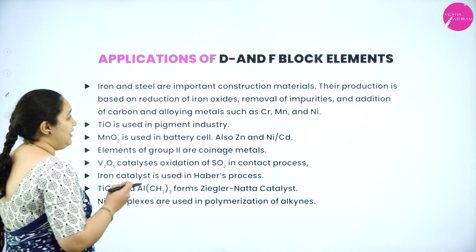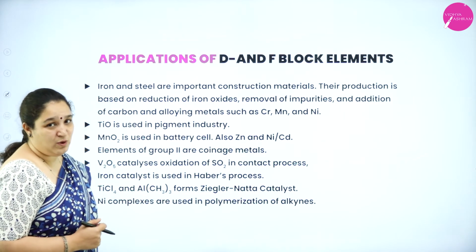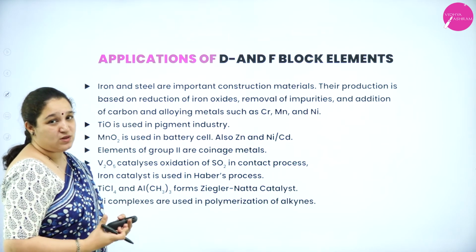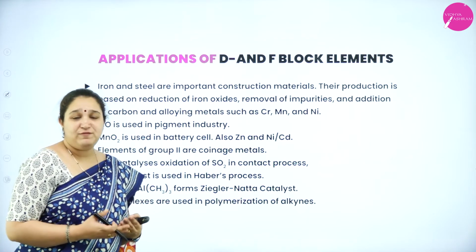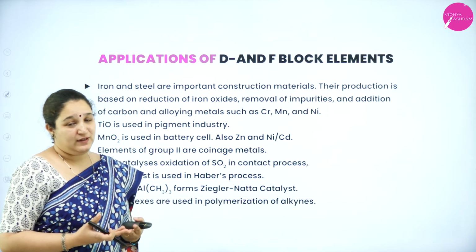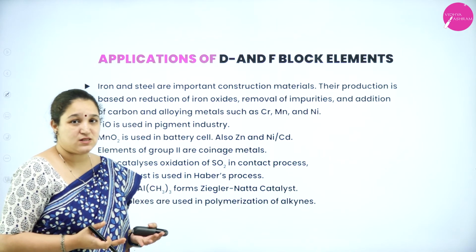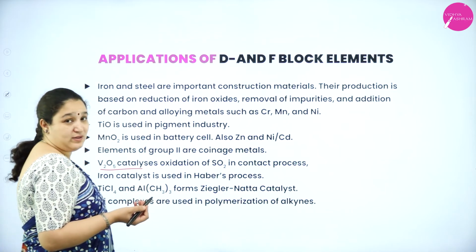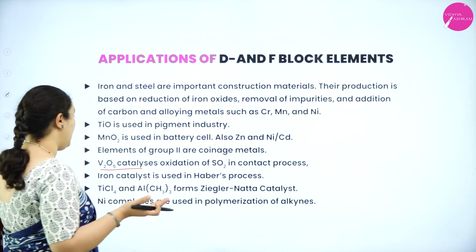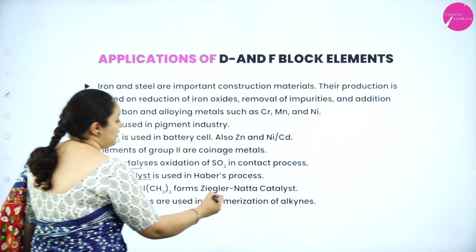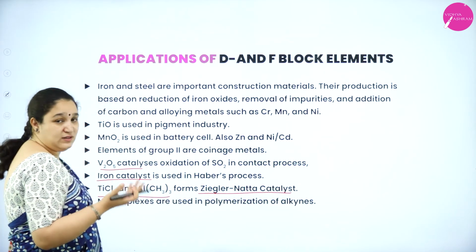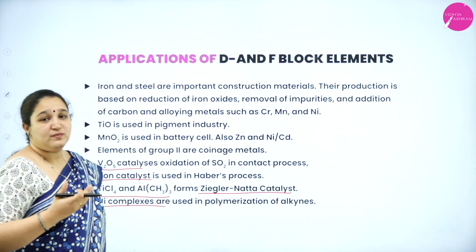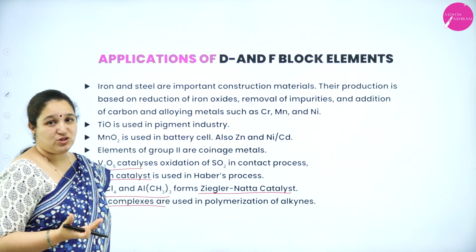Lastly, we have the application of D and F block elements. That is, where exactly we use D and F block elements. If we see, the main use of D block elements is as catalysts. Okay, you can see vanadium pentoxide in the contact process, Haber's process where we use iron catalyst, and then Ziegler-Natta catalyst is again made up of D block elements. Also, we have nickel, which is used as catalyst during reduction reactions.